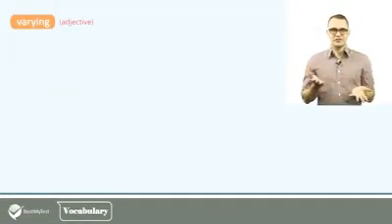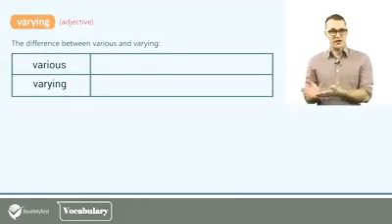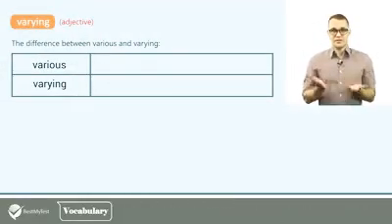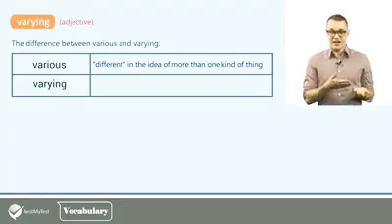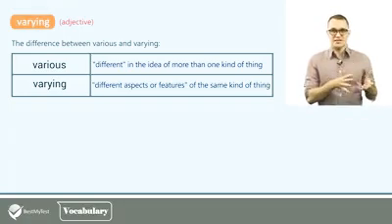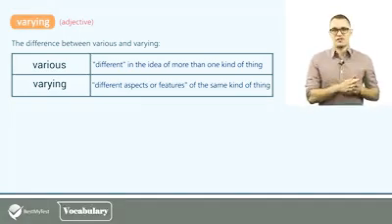A lot of people are confused about the difference between various and varying. As we just learned, various means different, in the idea of more than one kind of thing. On the other hand, varying means different aspects or features of the same kind of thing.